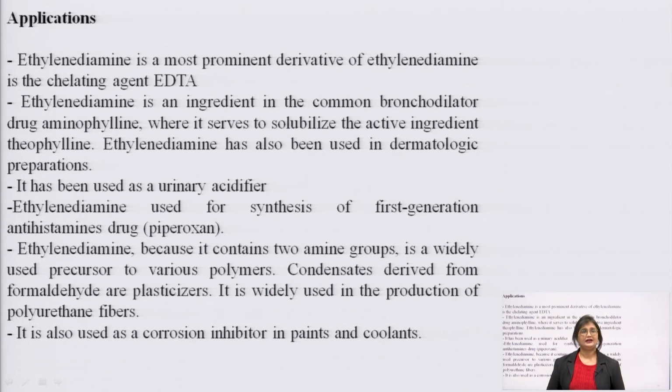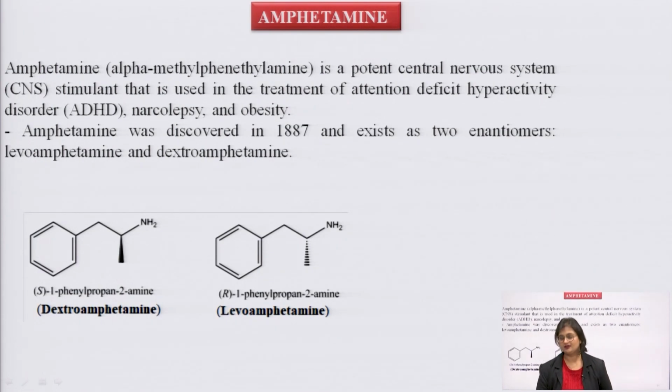Condensate derivatives from formaldehyde are plasticizers. When it undergoes condensation with formaldehyde, they are used as plasticizers. It is also widely used in the production of polyurethane fibers. Ethylene diamine is also used as a corrosion inhibitor in paints and coolants. So, with this we have discussed various uses of ethylene diamine.